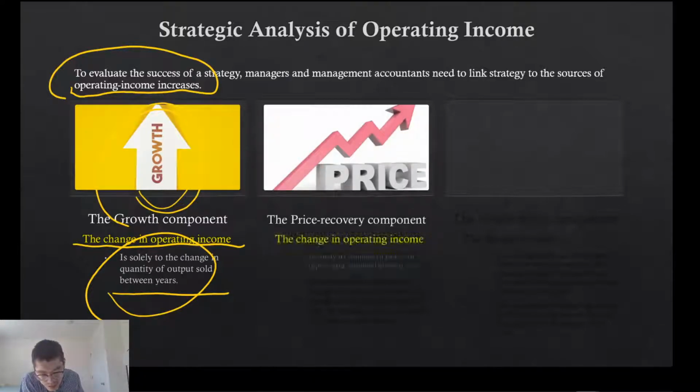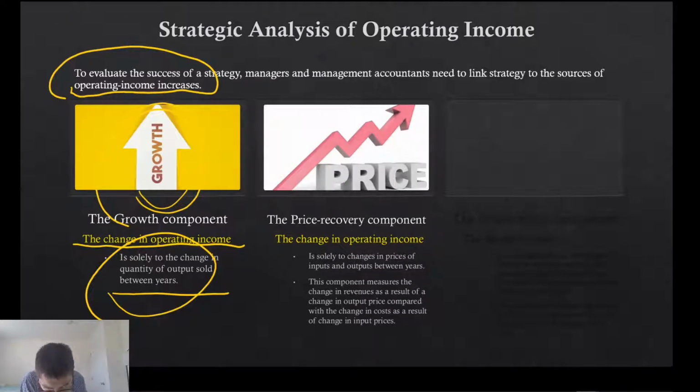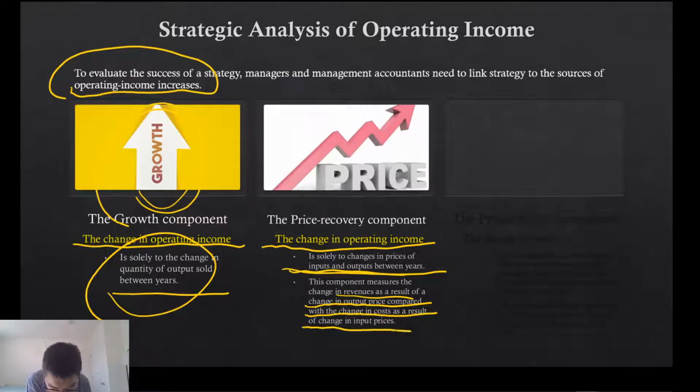Second is the price recovery component. Also a change in operating income, and it's only the change in price of inputs and outputs between years. Do we actually produce our product efficiently by reducing costs, and then charging more? This component measures the change in revenues as a result of change in output price compared to the changes in cost as a result of change in input price.